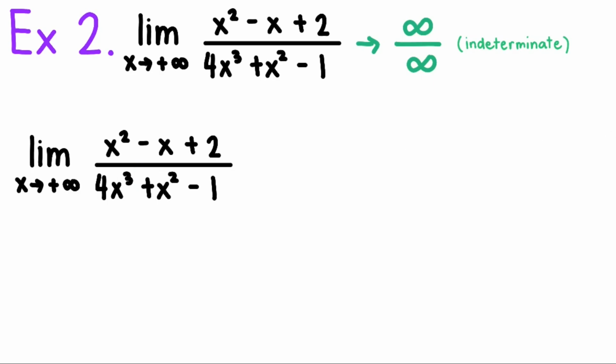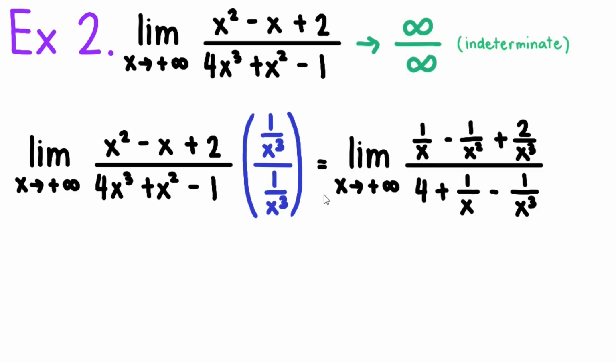So what we multiply here is 1 over x cubed. And you'll see that if we multiply this to the numerator and the denominator, we'll have the limit as x approaches positive infinity of 1 over x minus 1 over x squared plus 2 over x cubed, all over 4 plus 1 over x minus 1 over x cubed.